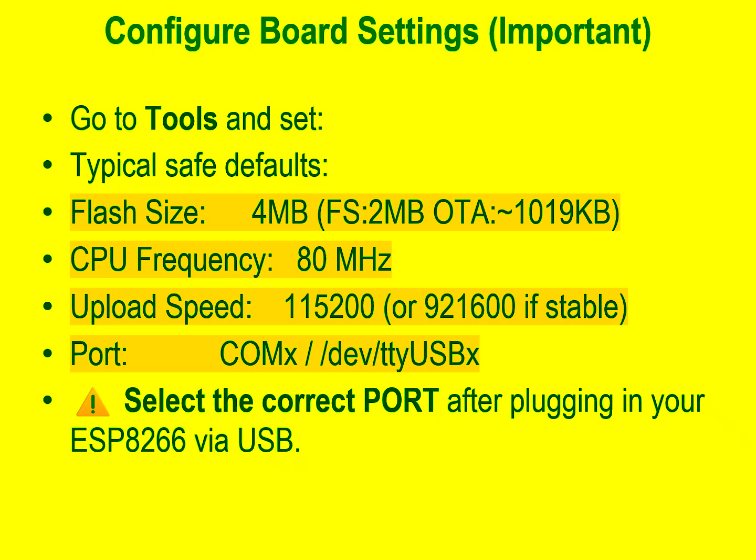Proper board configuration is important for successful programming. Common settings include flash size, CPU frequency, upload speed, and port selection. The COM port should match the USB port assigned to the NodeMCU board. Incorrect settings may result in upload failures or unstable operation.